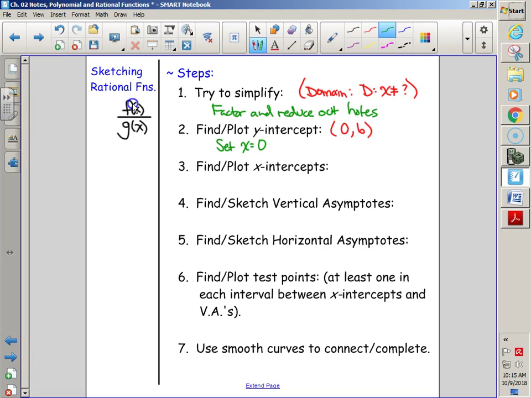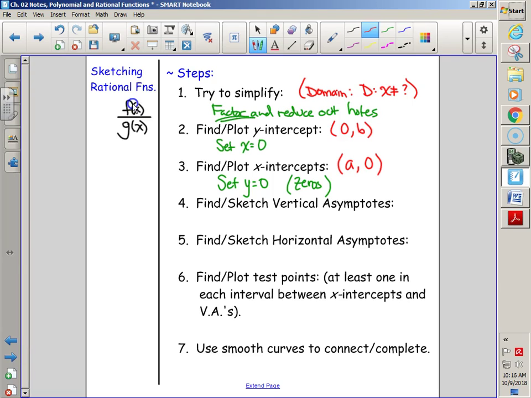Find and plot the x-intercepts. Set y equal to 0. We've already used b, so let me use a instead. Now, this is where you can have multiple ones, right? These are the zeros of the function. And you've already factored, so we're ready to find the zeros.